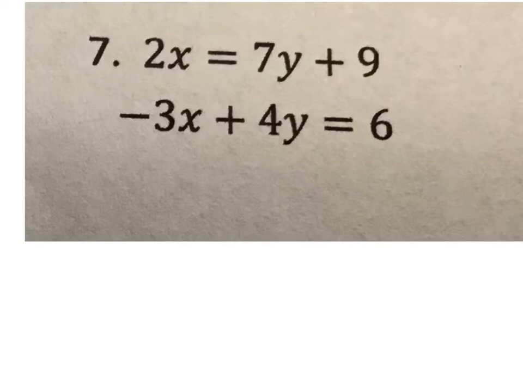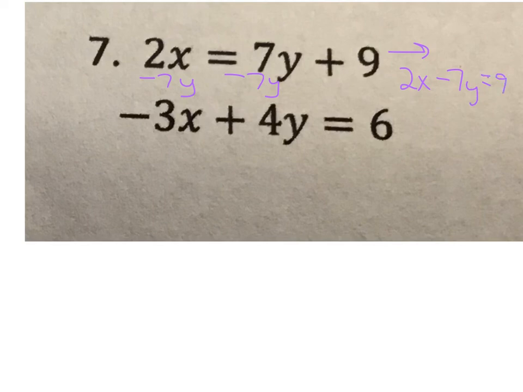All right, number 7, last problem. So on this one, the bottom one is set up in standard form and the top one's not. I probably wouldn't use substitution because I can see that I already have some fractions. So the first thing I'm going to do is take this first top equation and put it in standard form. So if I subtract 7y from both sides, that'll put it in standard form. So I'm going to make it 2x minus 7y equals 9.